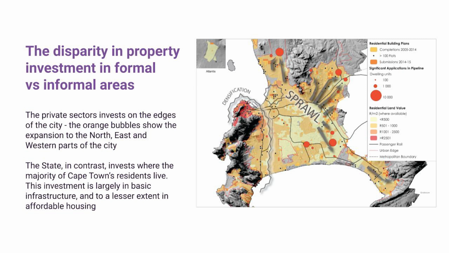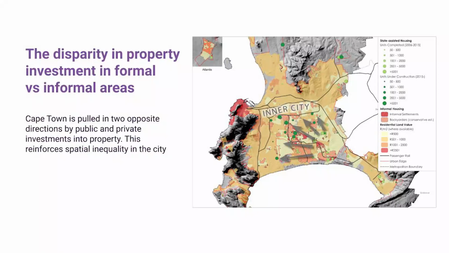So when you look at state investment, it is in that southeast core of the city where the majority of poor people live. And the reason for this is that that's where public housing and some basic infrastructure is going to deal with water, to deal with sanitation and so forth. So let's flip back to that private investment map, and then let's consider where the state is investing. So what you have here is a city that is being pulled in two opposite directions by different kinds of investments, and that reinforces spatial inequality in Cape Town.